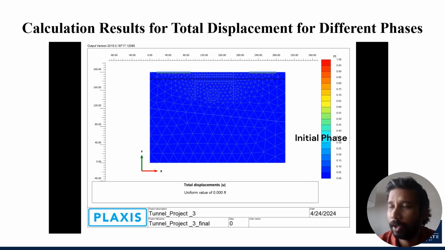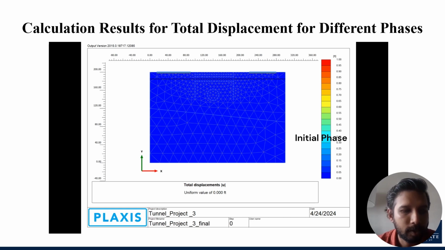Now I'm going to discuss the total displacement for the different phases that we created of our tunnel project. My group mate Anika already discussed how we created the soil properties, soil geometry, and the different phases, as well as the deformed mesh of different phases. So now I'm going to tell you about the total displacement that occurred after the excavation or after adding the new building load to our project.